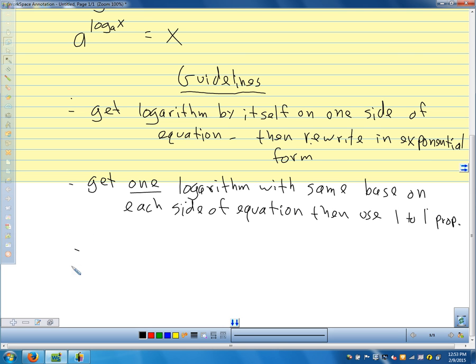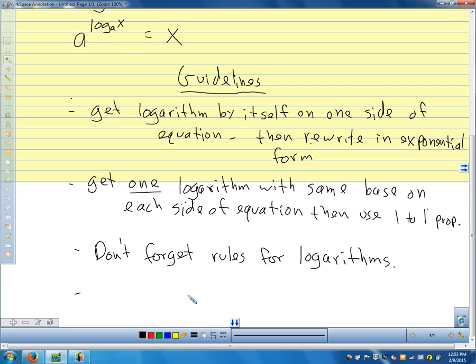But while we're doing this, we should not forget our other rules for logarithms, because sometimes we have to use those to work with our equations before we can do these things. So sometimes we have to do some combining of things or expanding to get our equation to work the way we want it to.